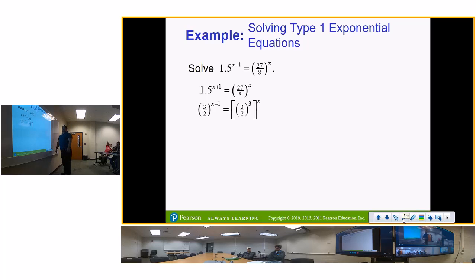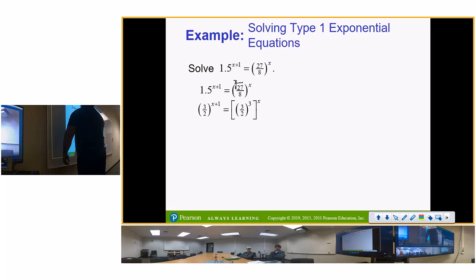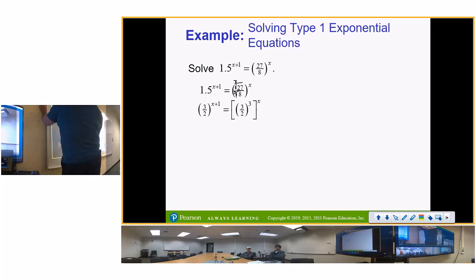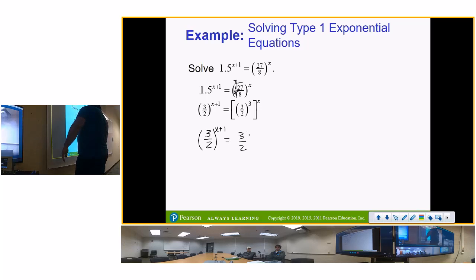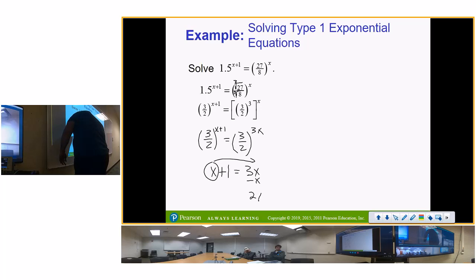You got to change 1.5. The cube root of 27 and the cube root of 8 is 3 over 2, so now we get 3 halves to the x plus 1 is equal to 3 halves to the what? So x plus 1 is equal to 3x. I bring the x across the river. 2x is equal to 1. Dang, old 1/2.